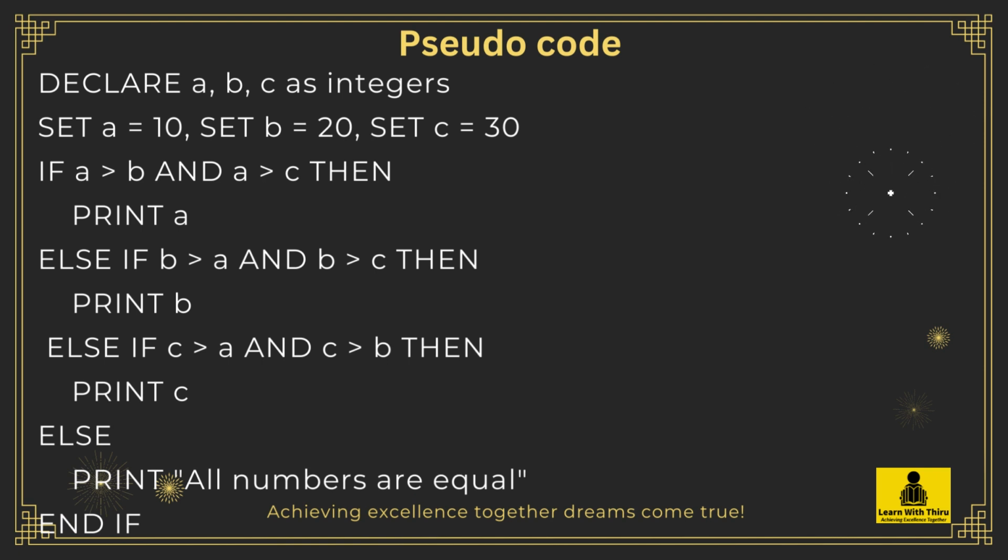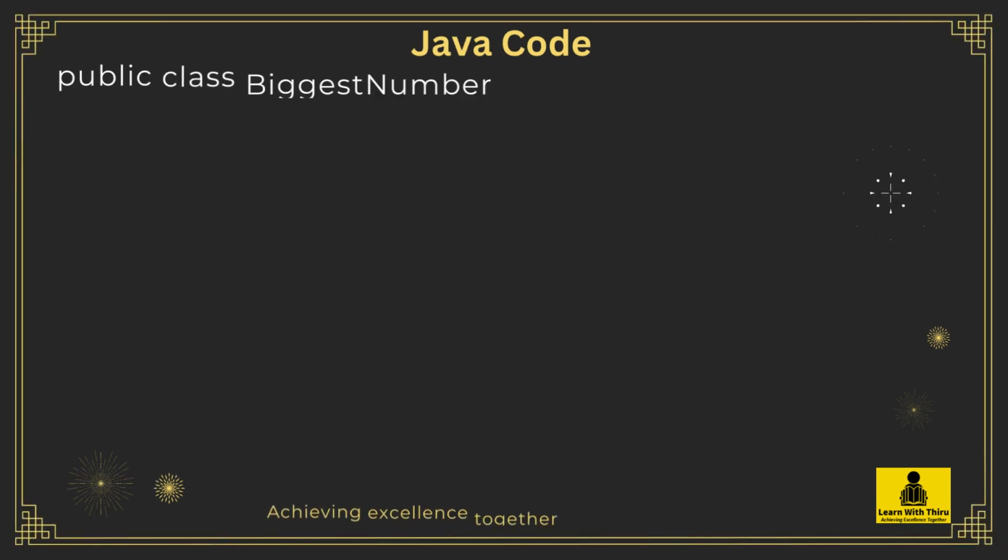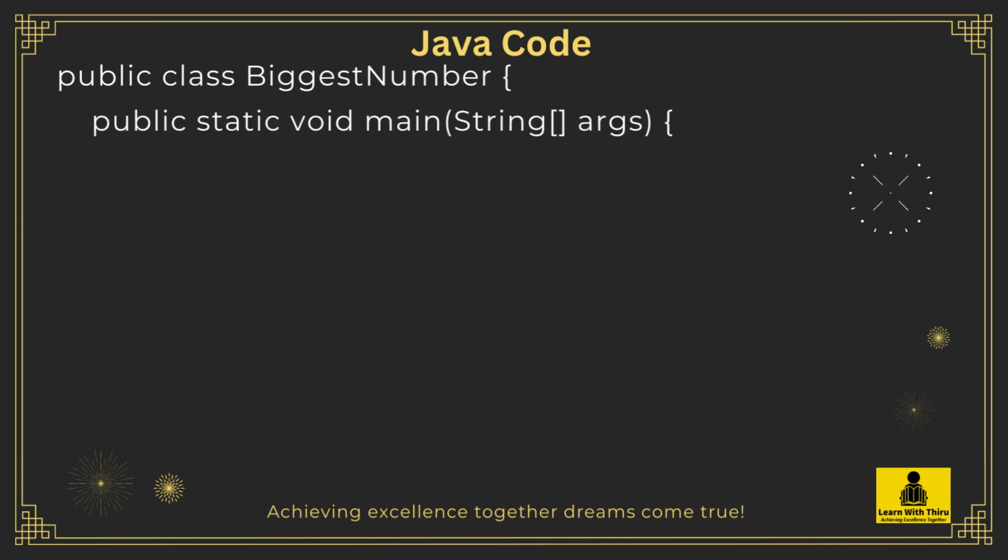Else if b greater than a and b greater than c, then print b. Else if c greater than a and c greater than b, then print c. Else print all numbers are equal. End if.